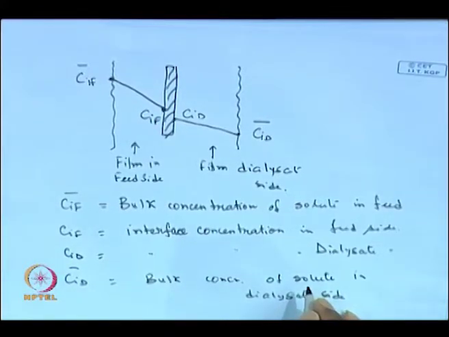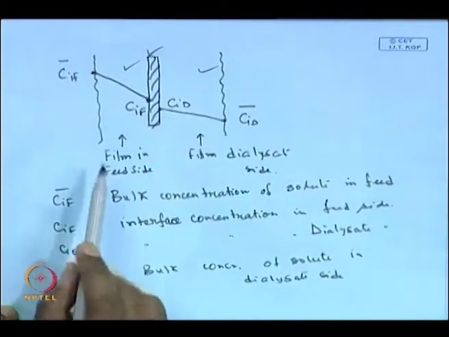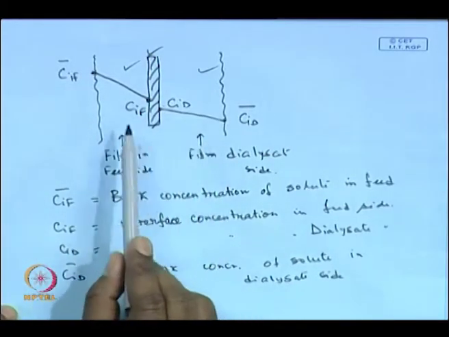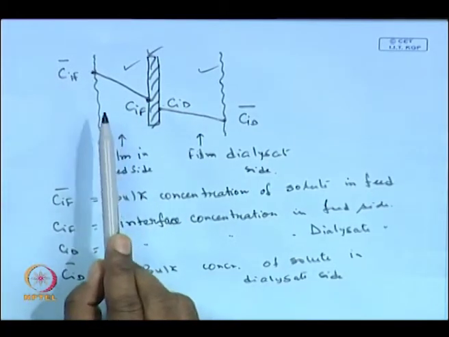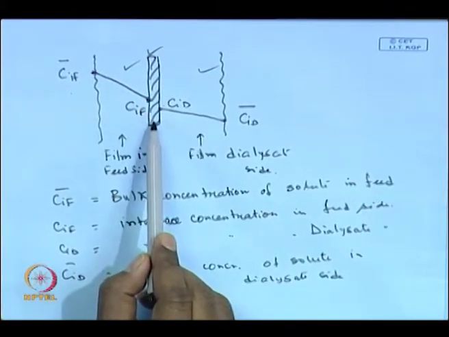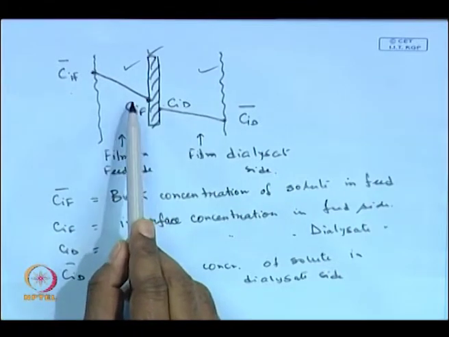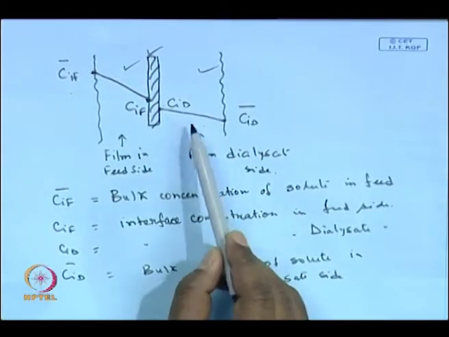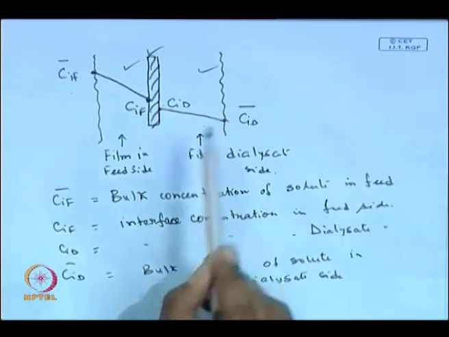So, therefore, you will have 3 resistances, and against these 3 resistances these concentrations will operate in the feed side. The concentrations at the 2 ends will be the bulk concentration and the surface concentration. Across the membrane, the concentration difference is between the solute concentration at the interface in the feed side and the solute concentration at the interface in the dialysate side, and in the dialysate side film the concentration difference is the surface concentration and the bulk concentration.